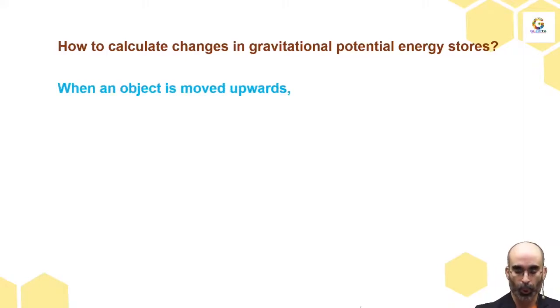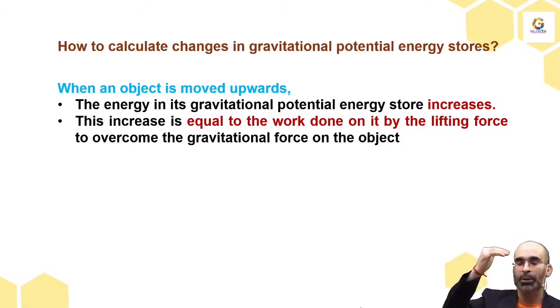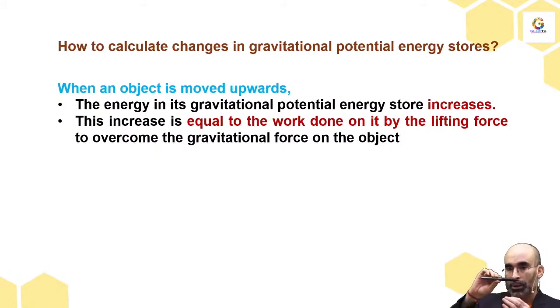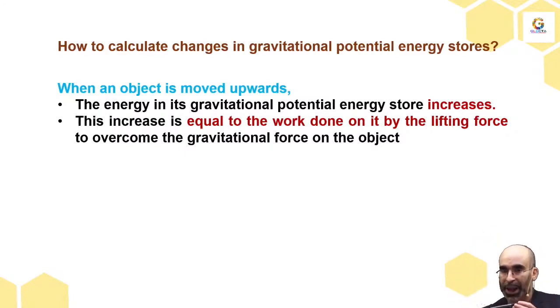Two situations I have taken. One is when an object is moved upwards, like I am taking it upwards. What is happening? The gravitational potential energy store is increasing, right? And this increase is equal to the work I have done to lift this up. Now focus on this. This object is moving upward, and I am also applying force upwards against the gravitational force. So that work done is stored as gravitational potential energy. Is that clear? This we need to keep in mind.